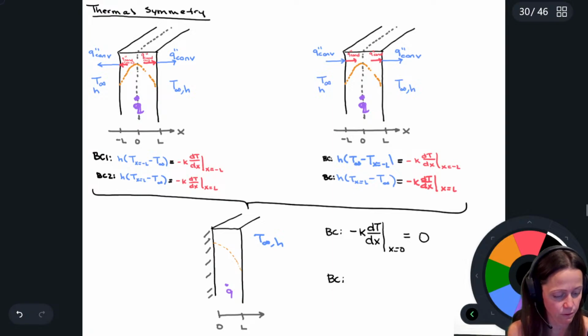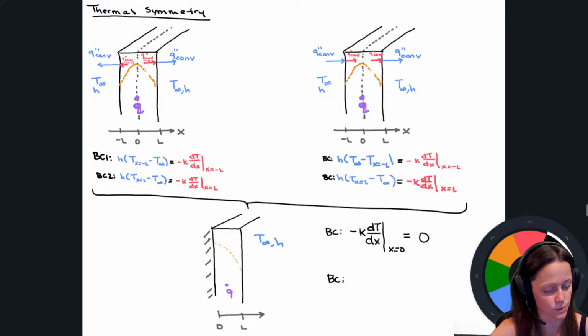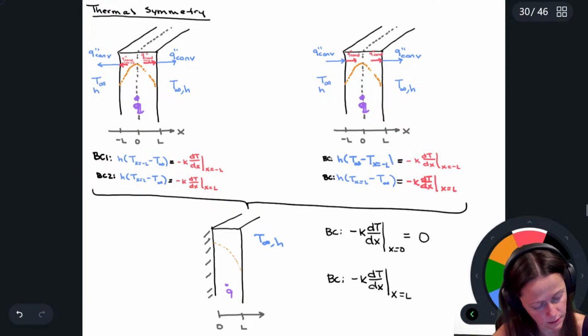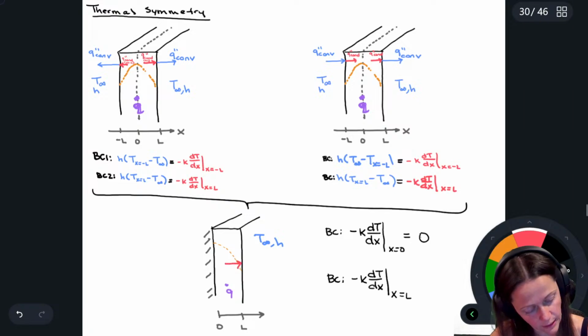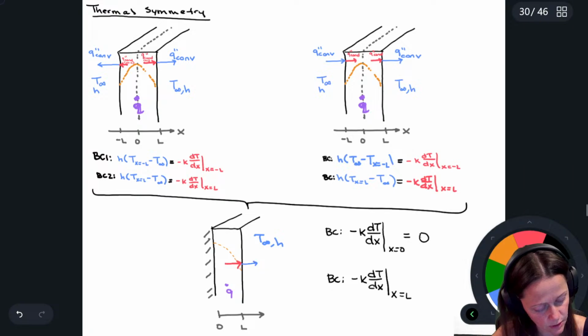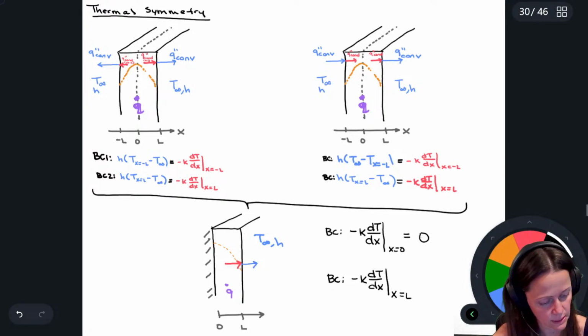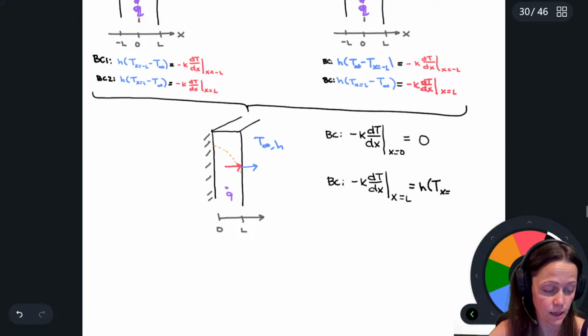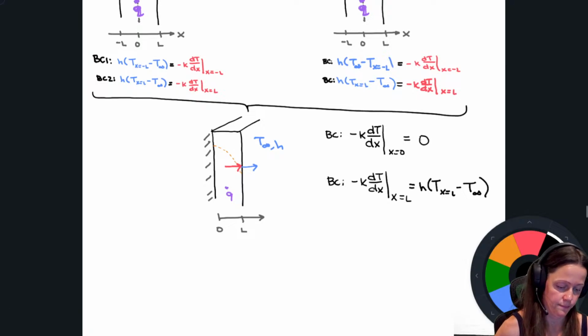And then now, yes, I have a convective boundary condition at x equals L, but that's fine. So this would be negative k dT/dx at x equals L, right? That represents this guy. And then I've got a convective heat flux out that way, which would be h times T at x equals L minus T infinity. So again, it's just going to make the math much simpler.